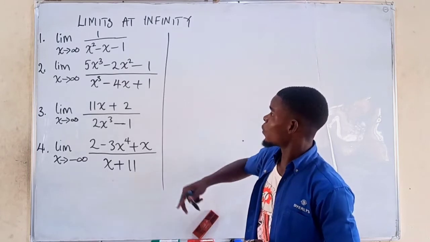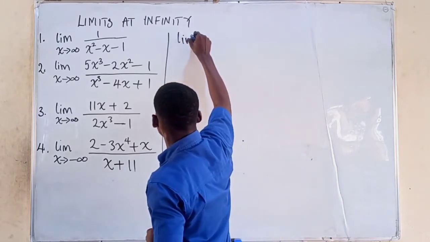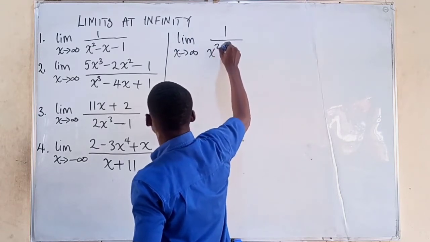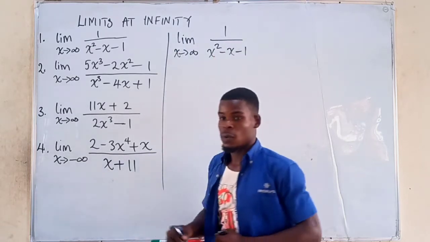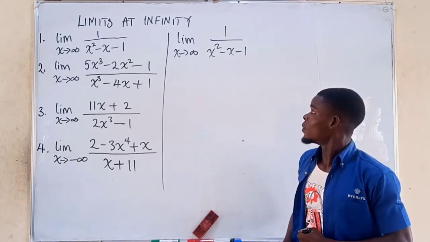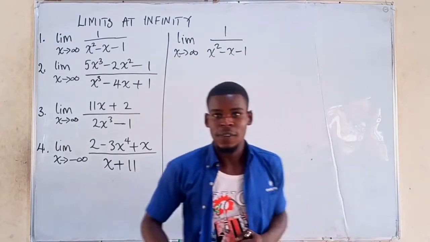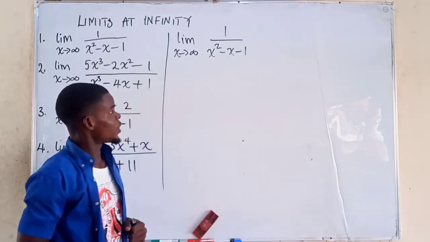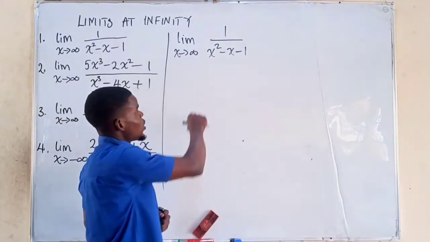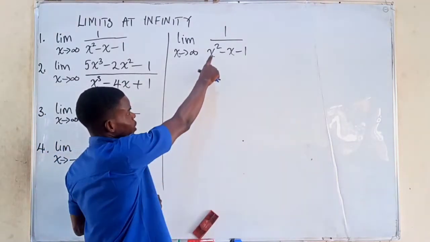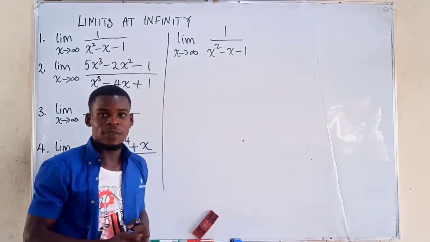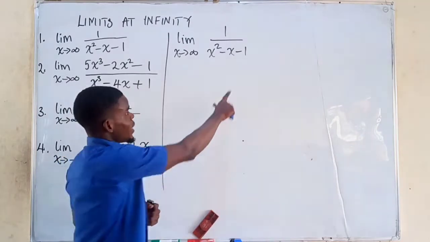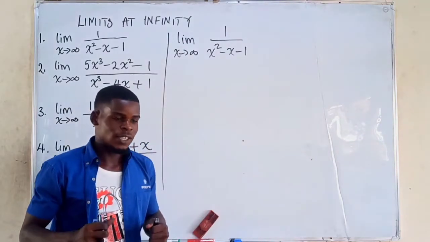So we have the first one to be the limit as x tends to infinity of 1 over x squared minus x minus 1. Well, as x tends to infinity, let's see what we've got. If you plug in infinity in place of x, you'll be having x squared. As x approaches infinity, if you square it, it will still be infinity. And then minus infinity, which tends to be a little bit problematic.